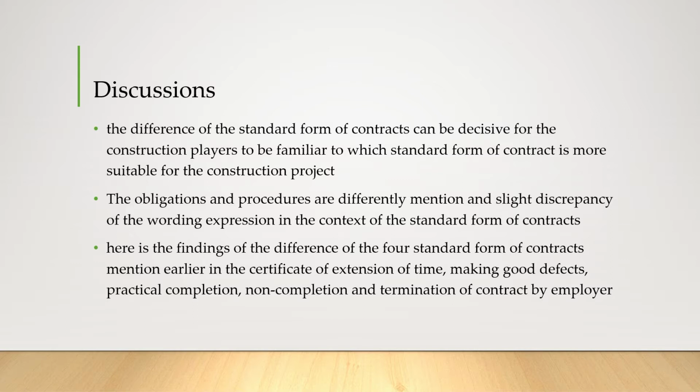So here are the findings on the differences of the four standard forms of contract mentioned earlier: the PAM, the PWD, the FIDIC, and also the CIDB. They cover the certificate of extension of time (EOT), the certificate of making good defects, the certificate of practical completion (CPC), the certificate of non-completion (CNC), and the last is the termination of the contract by the employer.